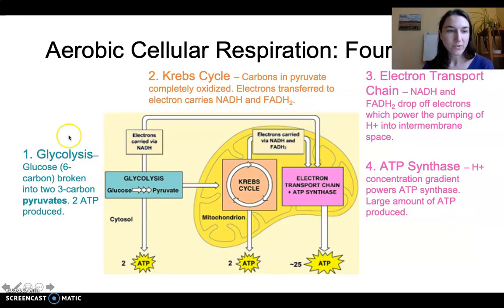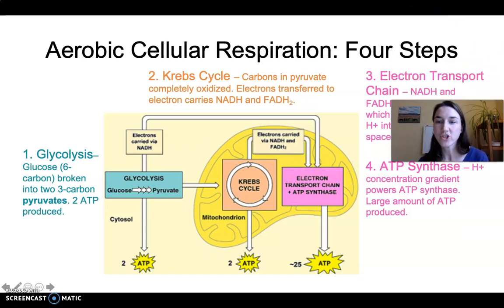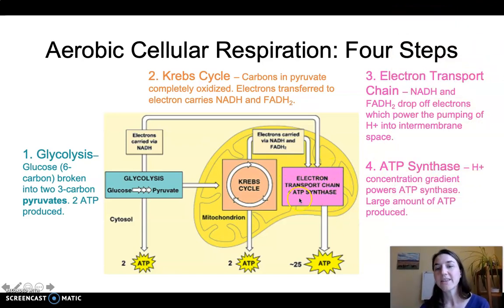Okay, so quick reminder, we've gone through glycolysis to snap our glucose in half and make a little bit of ATP. We've gone through the Krebs cycle in order to oxidize the carbons in pyruvate and transfer those electrons to these electron carriers, NADH and FADH2. And our next step is these electron carriers are going to drop off their electrons into the electron transport chain. All right, over here. And that is really what's going to power the vast majority of our ATP production. So let's take a look at that.